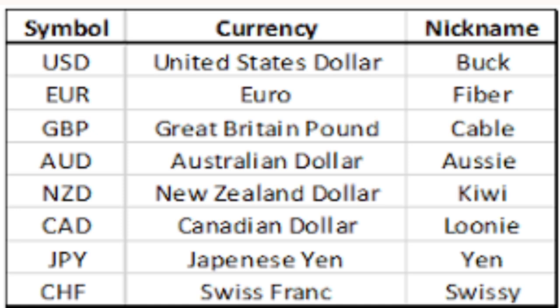So for the US dollar, the symbol is USD, the currency is United States dollar, and the nickname, or AKA, is Buck. And we also have EUR, which is the symbol, and the currency is called Euro, and the nickname is Fiber. We also have the GBP, which is the Great Britain pound, and the nickname is Cable. And we have the AUD, which is the Australian dollar, and the nickname is Aussie. We also have the NZD, which is the New Zealand dollar. The nickname is Kiwi.